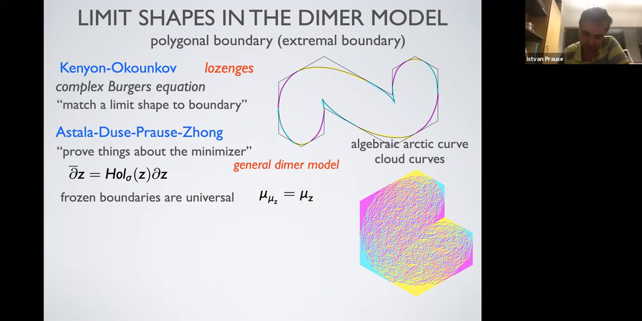And on the other hand, this equation is sufficient to recognize the frozen boundary because the equation exactly degenerates on the frozen boundary. So in this sense, the frozen boundaries are, among dimer models, in a sense universal: everything that can appear already appears for the lozenge model, because this is the equivalent for the lozenges.